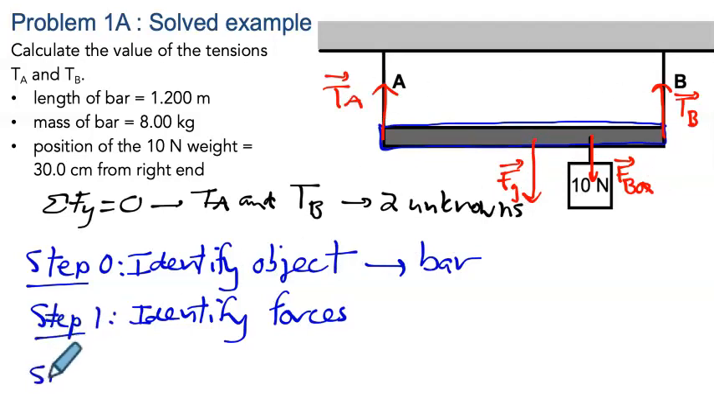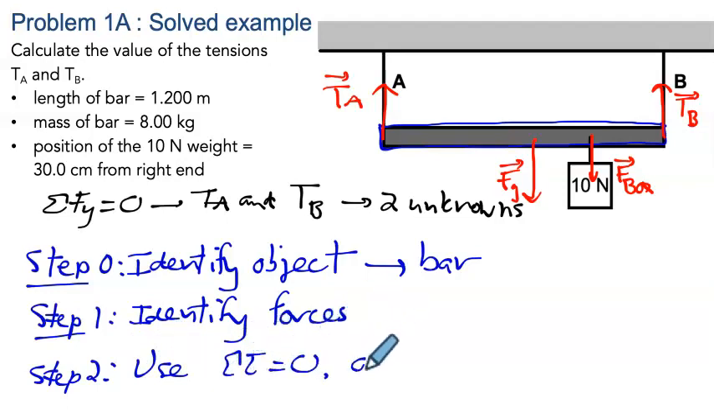Step 2 will be to solve the problem. And to do so, we want to use the sum of torque, which is equal to 0, and also possibly the sum of forces equation, which should also be equal to 0. So essentially we want to use Newton's first law for equilibrium.